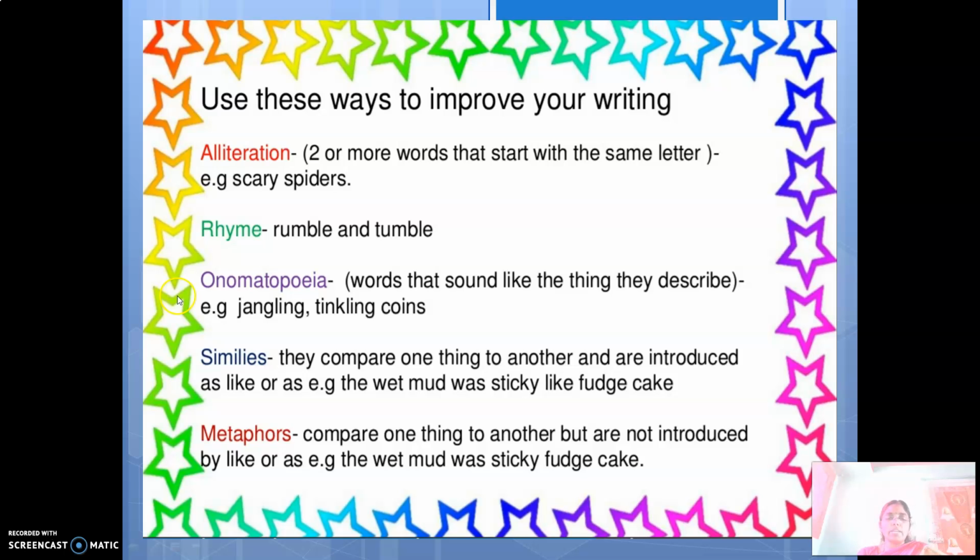compare one thing to another, but are not introduced by like or as. The wet mud was sticky fudge cake. So indirectly they will say, that is what is called a metaphor. In similes, we will use the word like. Here in metaphor, we will not use any word such as like. Directly we will say the wet mud was sticky fudge cake. You have to assume that mud and fudge cake are related or compared. Right? So indirect meaning will be there in metaphor.